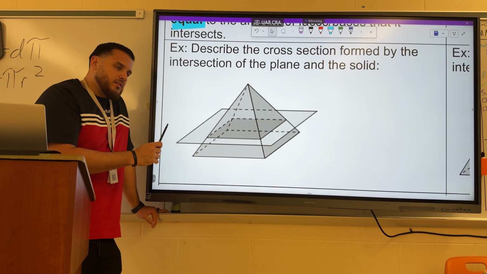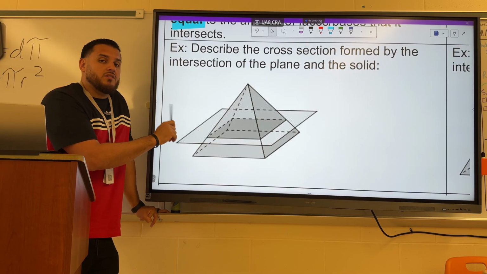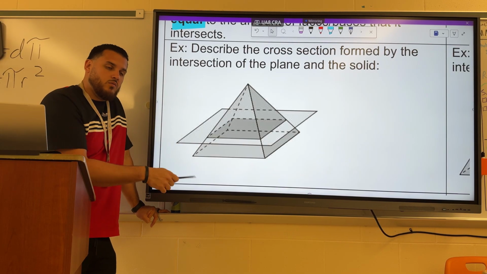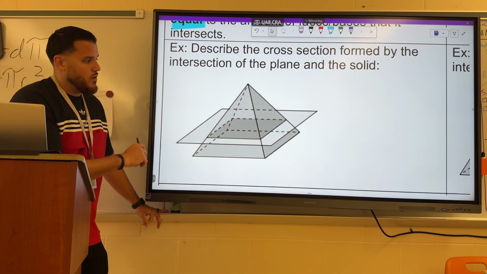Here is the skill that we have to have. We have to be able to determine or describe the cross section that is created when we're showing a figure in a cross section. Here we have a pyramid.